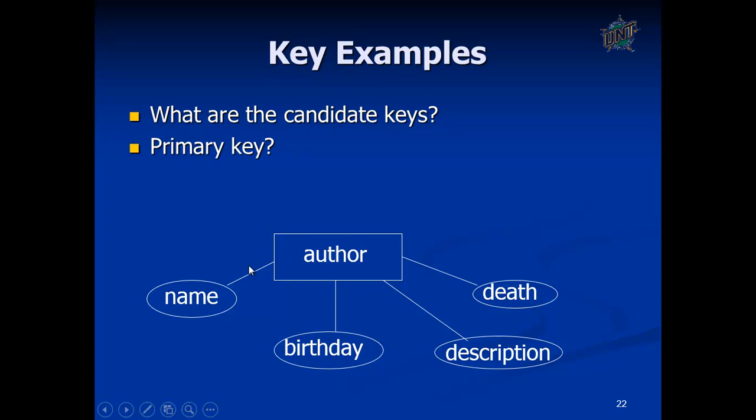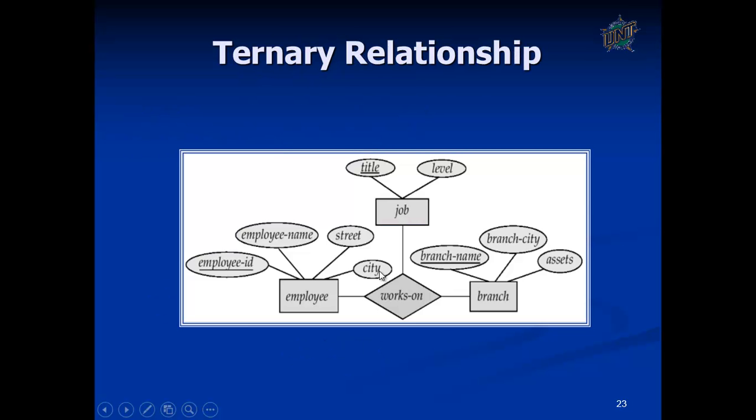Here author, name, birthday, description, death. Name, birthday, description, death are the attributes of entity name author.